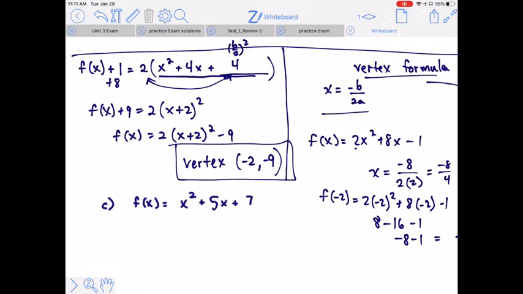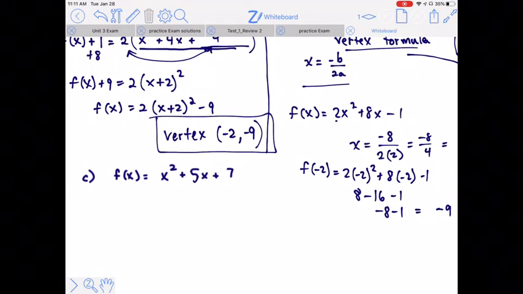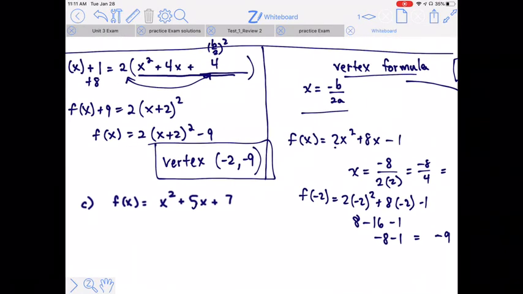So in this function here, x squared plus 5x plus 7, completing the square can get a little tricky. So for this one, part C, I'm going to find the vertex just by using this vertex formula. Okay?